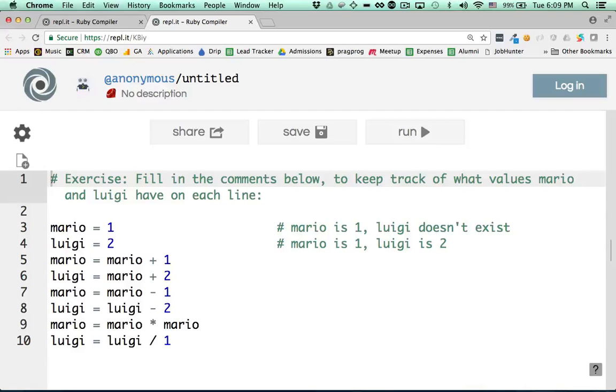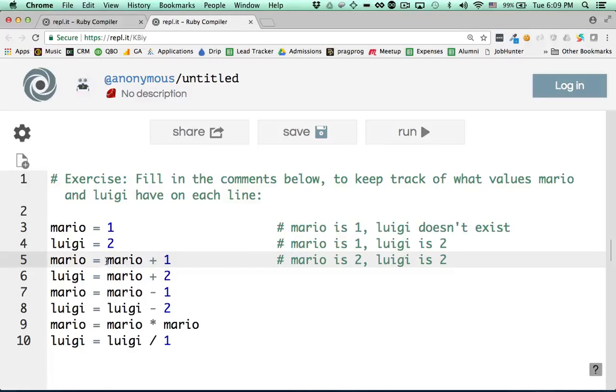Okay, so someone could help me walk through this. What happens on line 3? What is Mario? I'm sorry. Yes, line 3. Yes, you're right. I meant line 5. What happens on line 5? What's Mario? Mario is 2. And Luigi stays at 2.